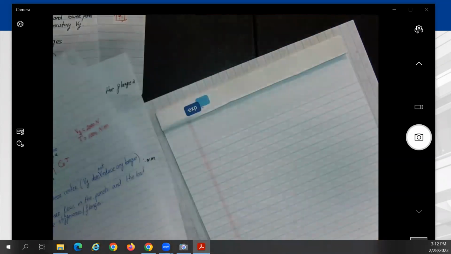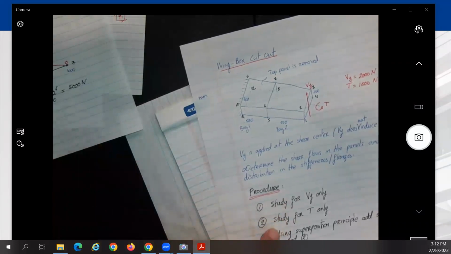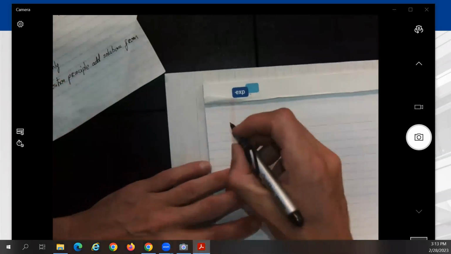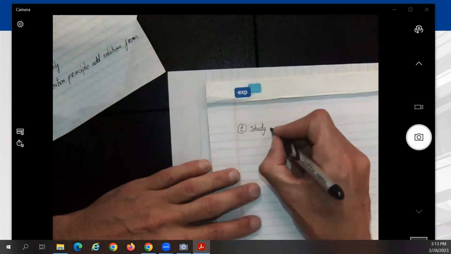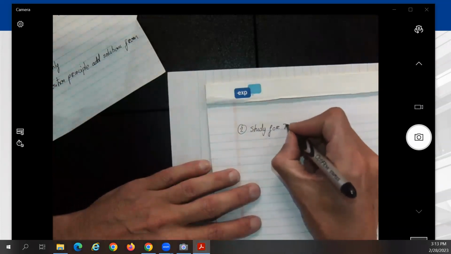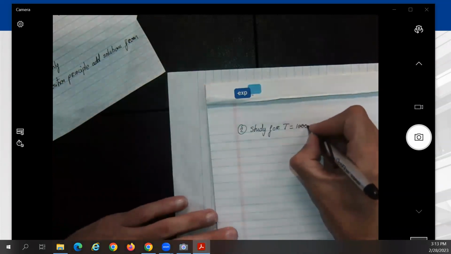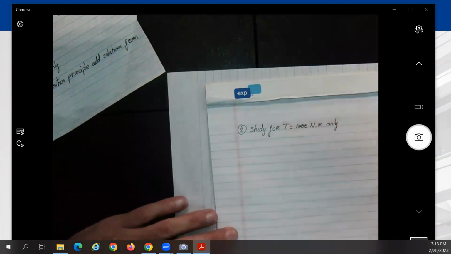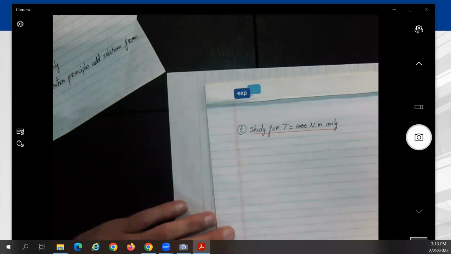So here we are done with studying the load for Vy only. Now we need to study for T only. Study for T equal to 1,000 newton meters only.